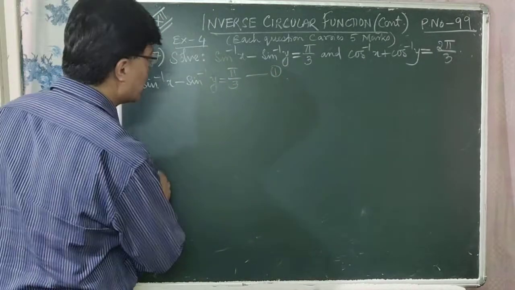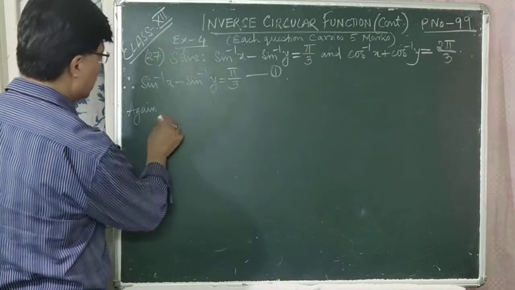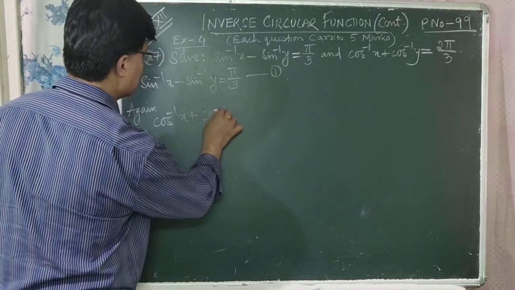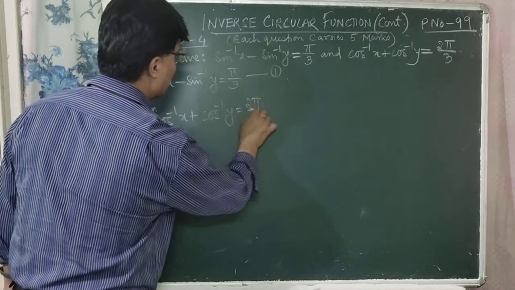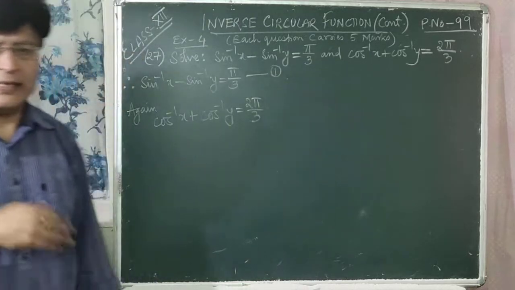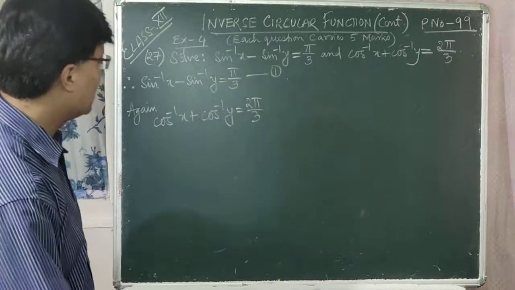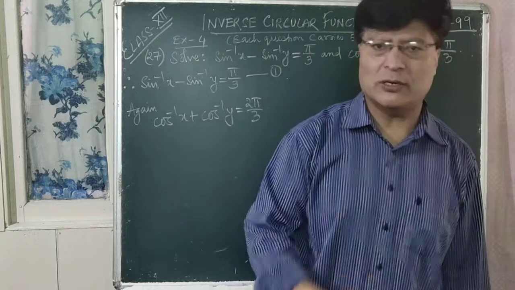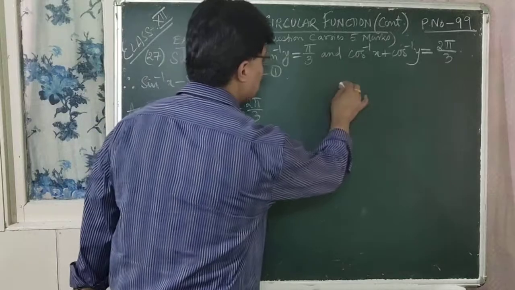Now what is the second equation here? Cos inverse x plus cos inverse y is equal to 2 pi by 3. So let us change this cos inverse x and cos inverse y into sin inverse x and sin inverse y. Now you know the formula, isn't it? So how can you change cos inverse x and cos inverse y in terms of sin inverse x and sin inverse y respectively? In this case, you have to use this formula.